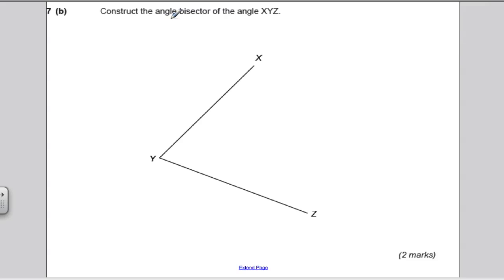(7b) Construct the angle bisector. An angle bisector is something that cuts the angle XYZ, this angle, into 2. So it's going to be a line that cuts that angle into 2. Again, you can't just draw it in, we've got to use compass and ruler.